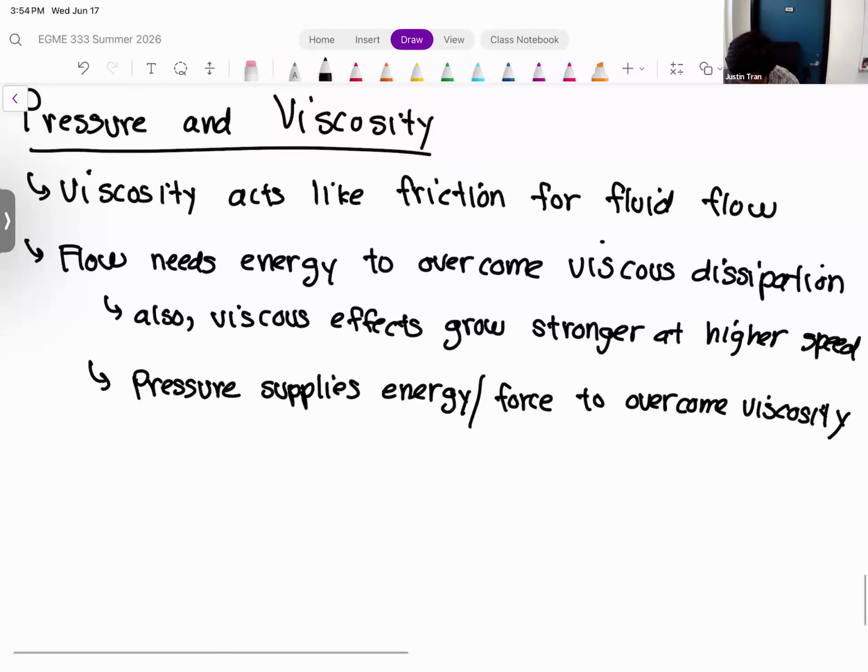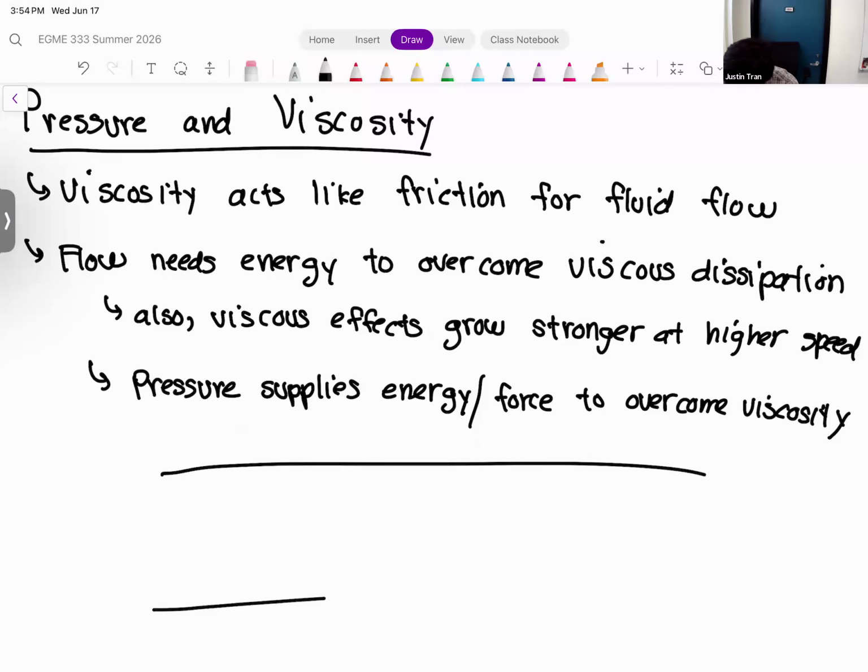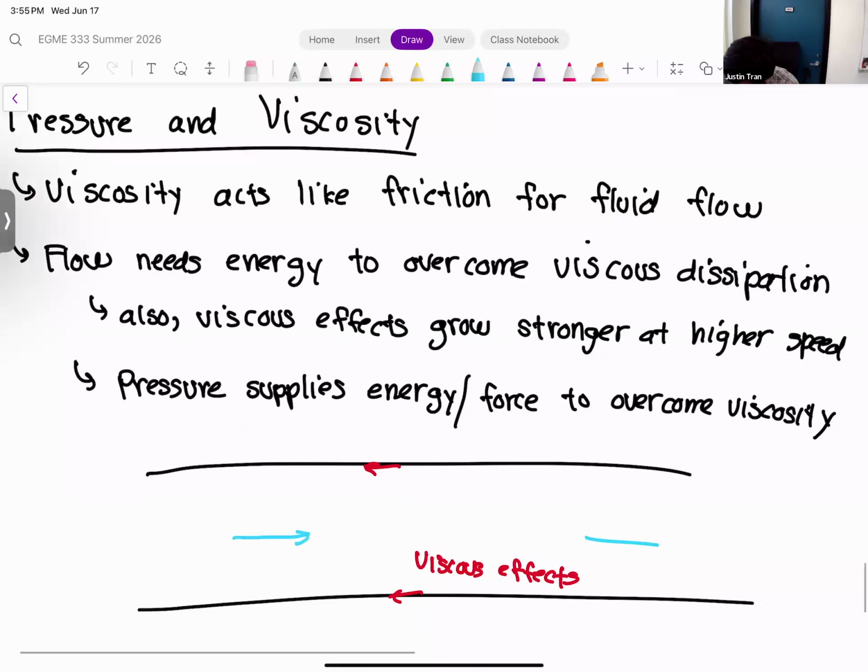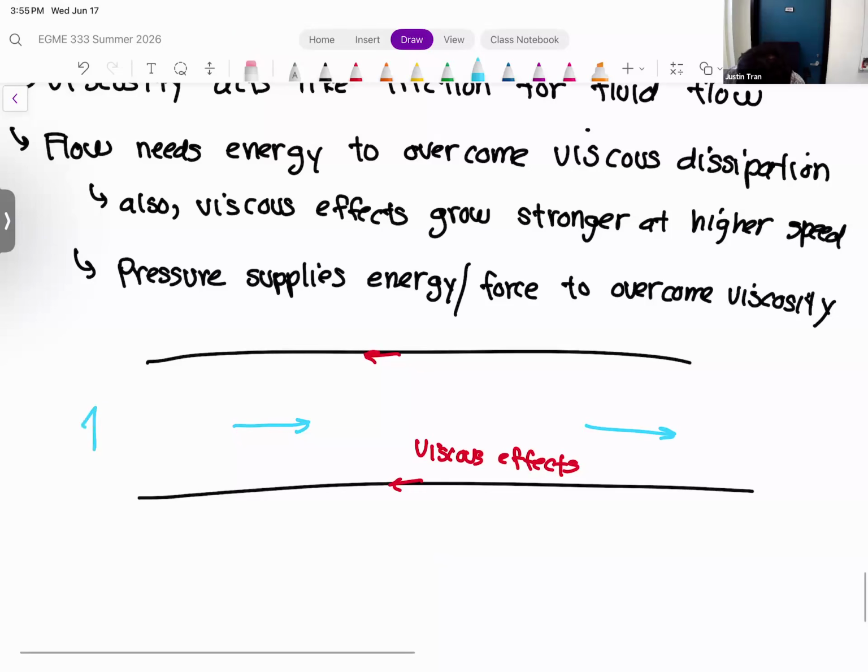Okay, so to summarize this, let's say we have flow in a pipe, right? We know that there's going to be some viscous effects, right? And then maybe I should have drawn this at the beginning, but we have flow here that's going from left to right. Okay, so the viscous effects are going to oppose the flow, right? Because it's essentially acting like friction, right? But to drive the flow, we have pressure that's within the flow itself, right?